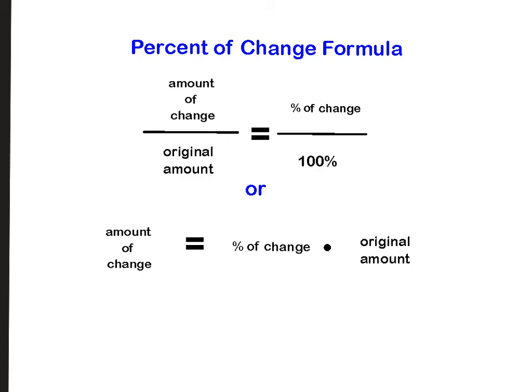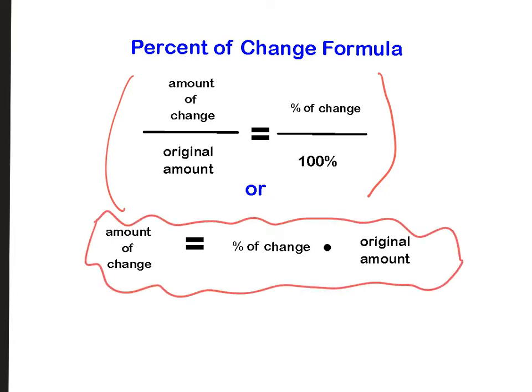Here are our formulas: percent of change formula or percent error, percent increase and decrease. We can use the same formula. This is the proportion that we were using previously. Here is also a formula that you can use to solve these types of problems, which looks a little bit simpler. Amount of change equals percent of change times the original amount. Somewhat similar. This is the formula where you need to change your decimal to a percent.